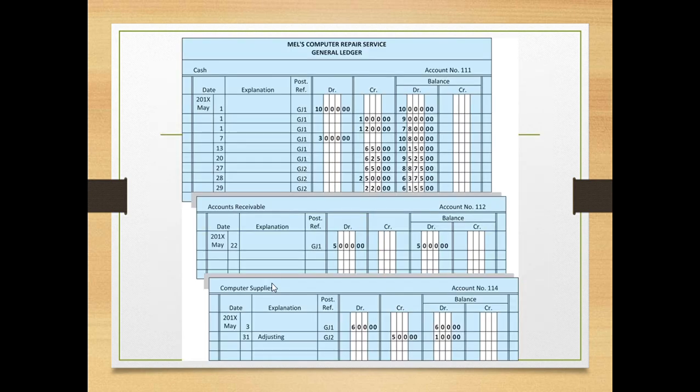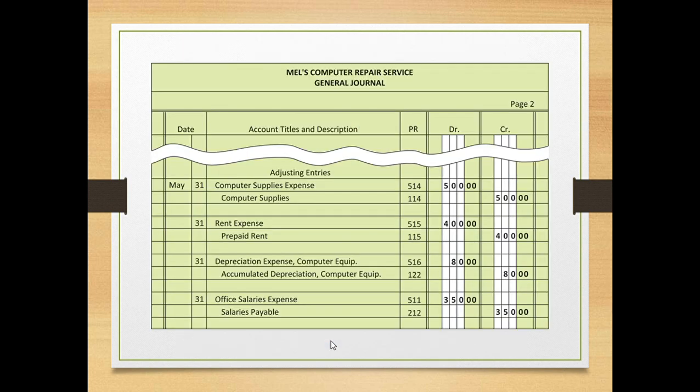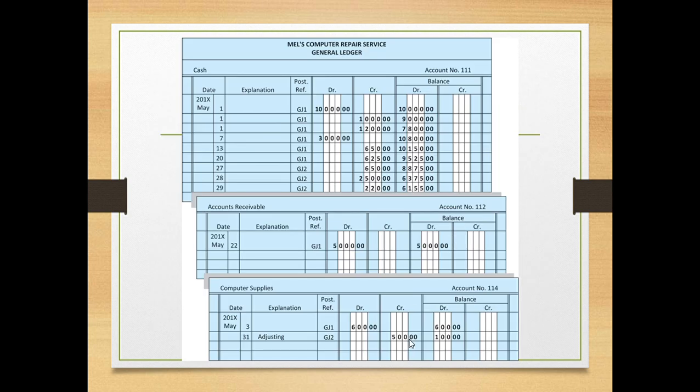So here's computer supplies. Now on the last day of the month, May 31st, I put under here adjusting because I'm letting the person who's reading this know this is an adjusting entry. In the post reference, I put GJ2 because this came out of general journal page 2. That's where we would find it. And over here, we're crediting 500 because in this example, they started with 600 and at the end of the month, they had 100. So that seems to be a popular end of month balance for supplies. So we credit the 500 and now we show the ending balance of $100.